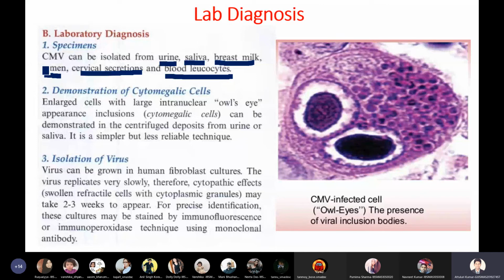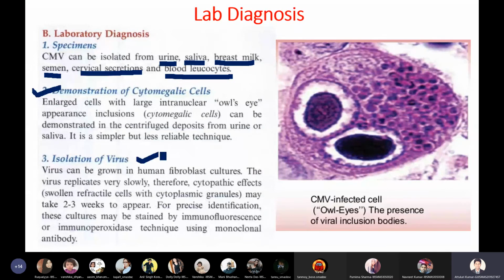Okay, so these are the specimens of choice: urine, saliva, breast milk, cervical secretions, blood leukocytes, and semen. Then we demonstrate the cytomegalic cells. As I said, when we observe the blood smear of patients who are infected by the cytomegalovirus, we can see these owl eyes. They look like the eyes of an owl. So these owl-eyed inclusion bodies can be seen inside the cells of patients infected by cytomegalovirus. This is a characteristic feature. The presence of these owl-eyed inclusion bodies indicates the patient has a cytomegalovirus infection.